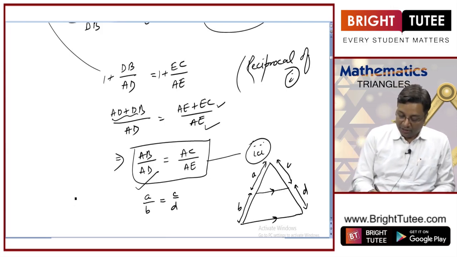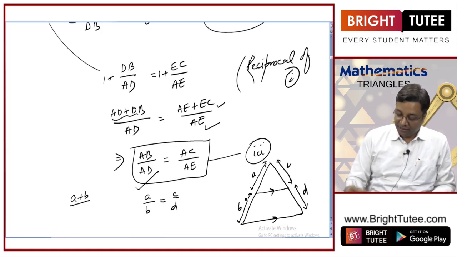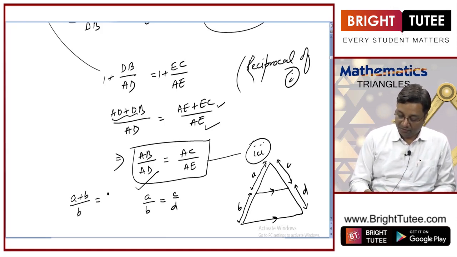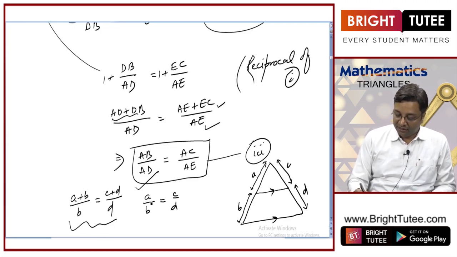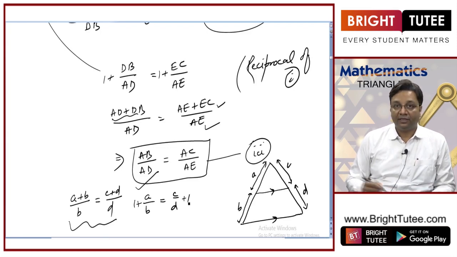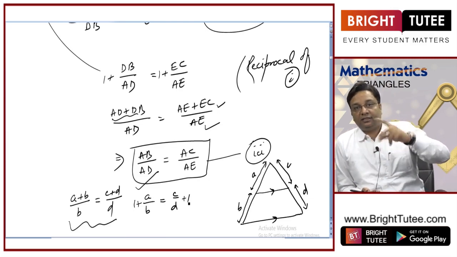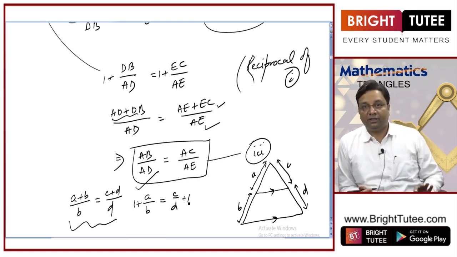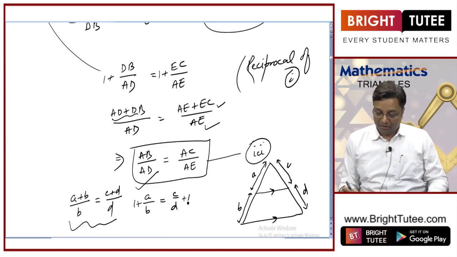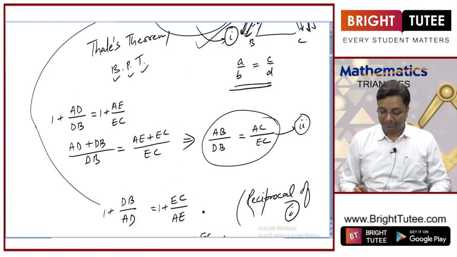I can also say that A plus B divided by B is equal to C plus D divided by D, right. How did I get this result? By adding 1 on both sides, right. So, this is how we obtained those results, and the third result I just took the reciprocal and then added 1 on both sides. So, this was about basic proportionality theorem.